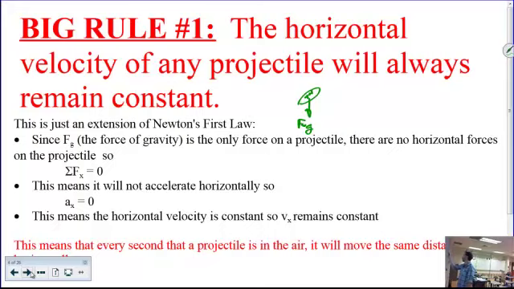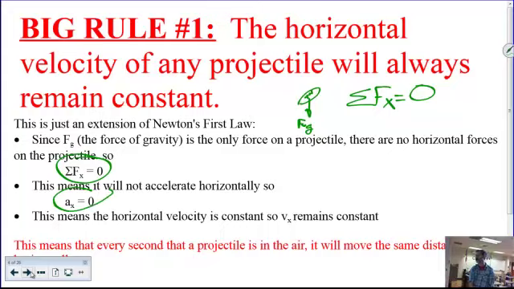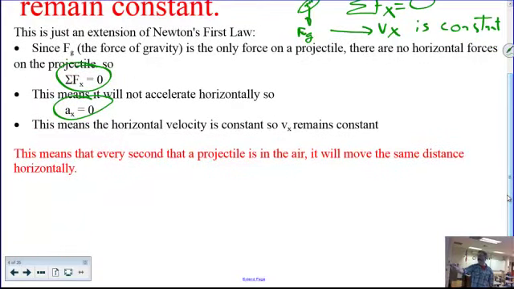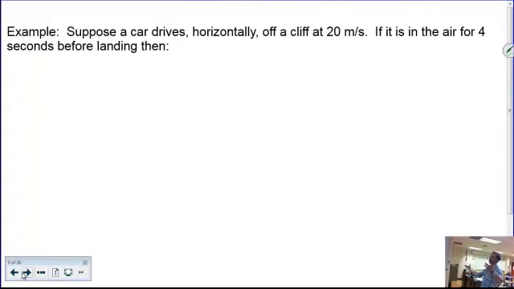Okay, and so the idea is horizontally, our net force is going to be 0. That means we're not going to have any acceleration horizontally. As a result, the rate at which this football is moving horizontally is going to be constant. So what that means is every second the projectile is in the air, it's going to move the same distance horizontally.